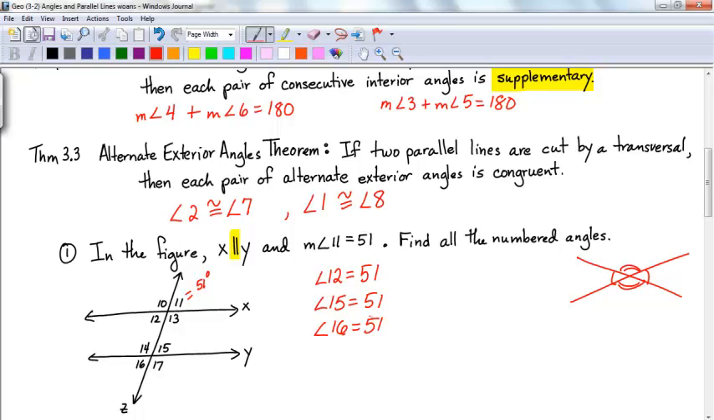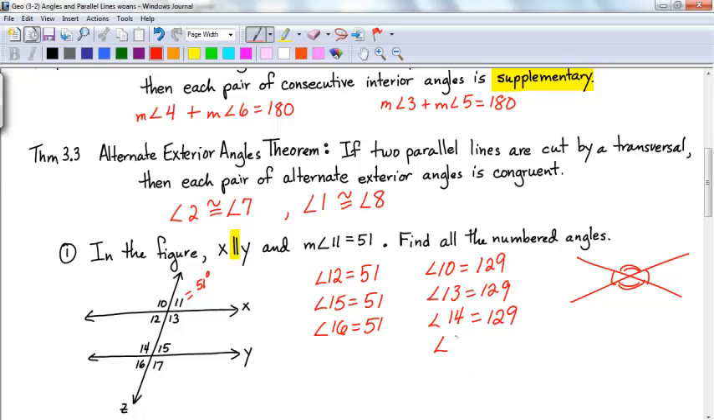What about 10? 129, because 10 and 11 form what kind of angles? They're a linear pair, right? Supplementary angles form a linear pair. If 10 is 129, what about 13? Yep. 14 is 129. Whoops, hang on. What's the wrong number? 10 and 13, right? And 14. 13 and 14 are what kind of angles? Alternate interior, and they're equal.